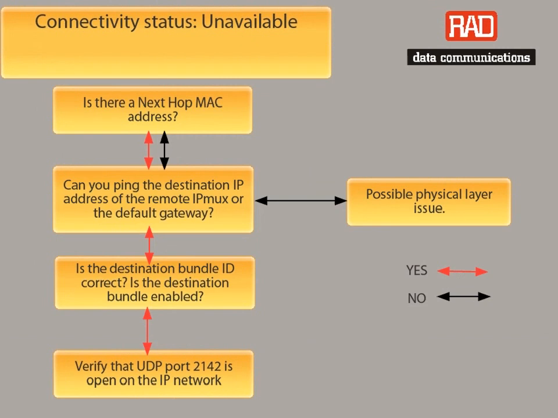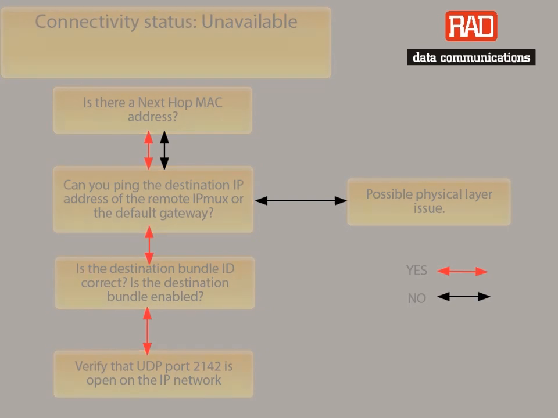If the next hop MAC address field is populated and you can ping the destination IP of the remote IPmux, then verify that the destination bundle ID is properly configured on peer IPmux units. If the destination bundle ID is correct, verify that UDP port number 2142 is not blocked on your IP network. The IPmux always uses UDP port 2142 as the destination UDP port for TDM over IP traffic.